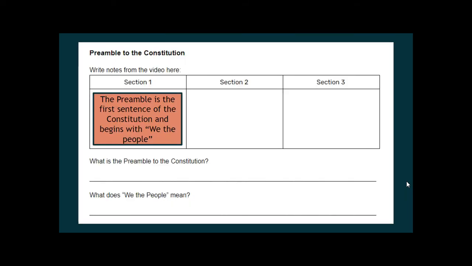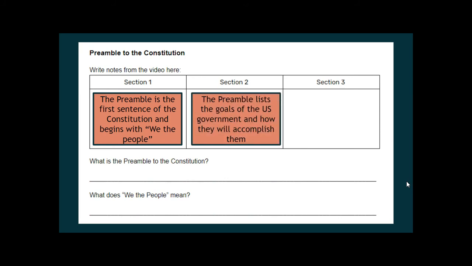At this point, we're going to fill in section 2 of your notes. When the video pauses, write that the preamble lists the goals of the U.S. government and how they will accomplish them.